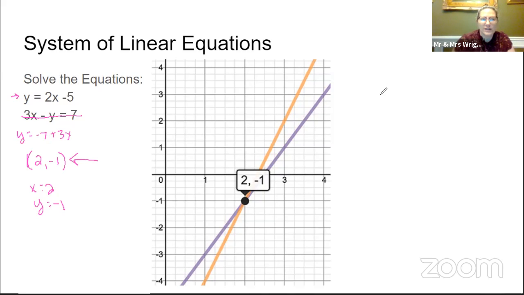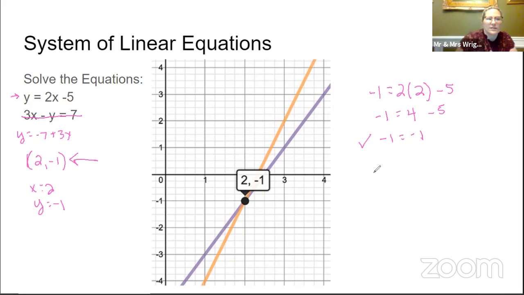All right, so now let's check this to make sure this is correct. So we have negative 1 equals 2 times 2 minus 5. Let's see if we can get that answer. 4 minus 5, negative 1 equals negative 1.